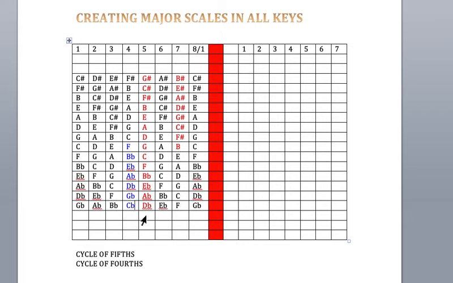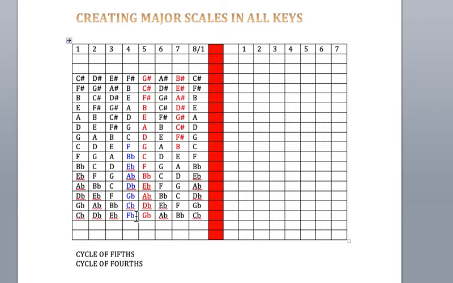C is flatted. Now we carry on to the next one, C flat. We count 1, 2, 3, 4. C flat, D flat, E flat, F, G flat, A flat, B flat, back to C flat. Now we apply the rule, which is F flat here.